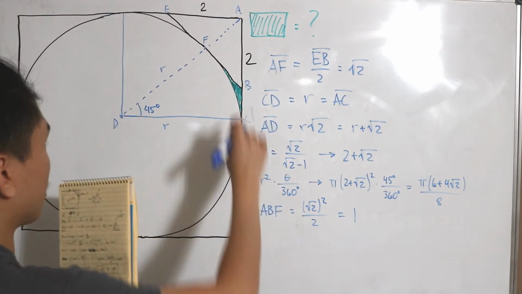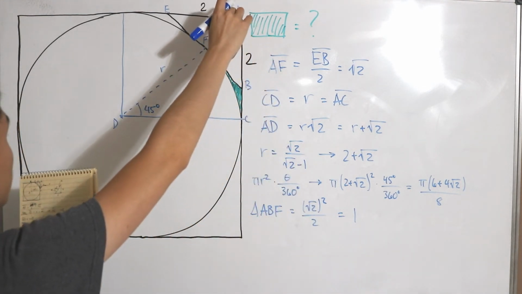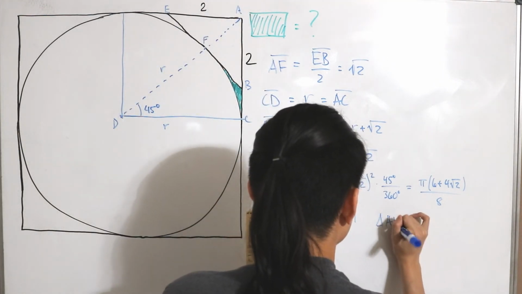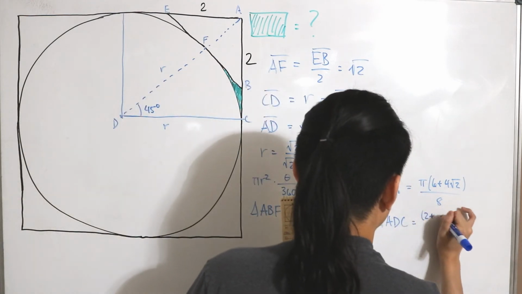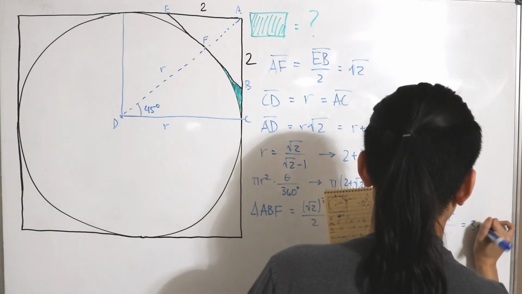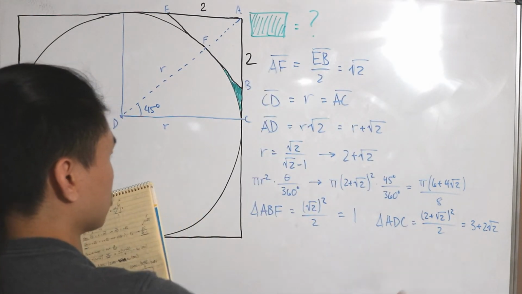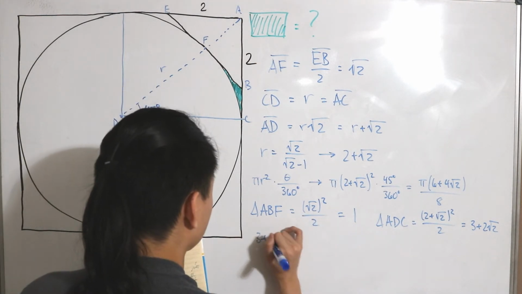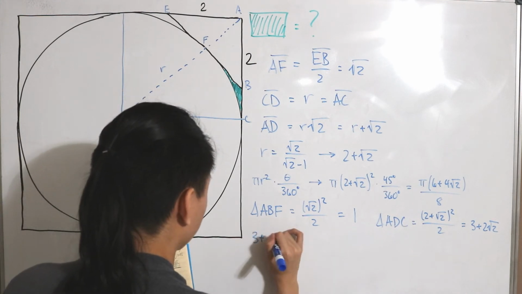So now to find this area over here, what I'm going to do is take the whole triangle area ADC. So that triangle ADC is, of course, we found that this is 2 plus the square root of 2, so 2 plus the square root of 2 squared divided by 2, that's actually 3 plus 2 times the square root of 2. And with that, now that we have everything we need, let's take the subtraction of everything. So this area is going to equal 3 plus 2 times the square root of 2.